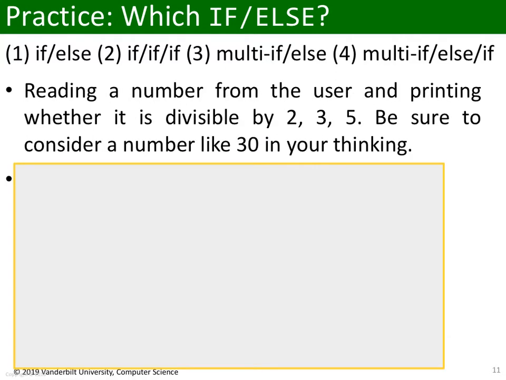So in this situation, we are reading a number in from the user, and we are going to print messages to tell whether or not the number is divisible by 2, 3, or 5. And it is important to consider a number such as 30 in your thinking about the situation. So which conditional structure would we use? If-else, independent if, multi-if-else, or multi-if-else-if?